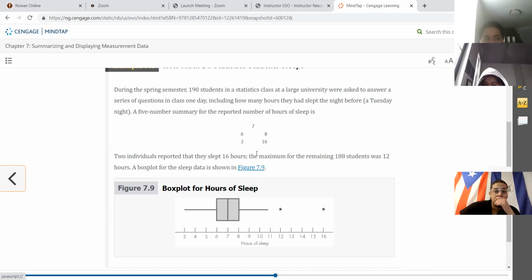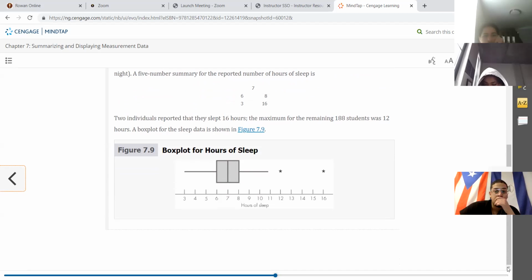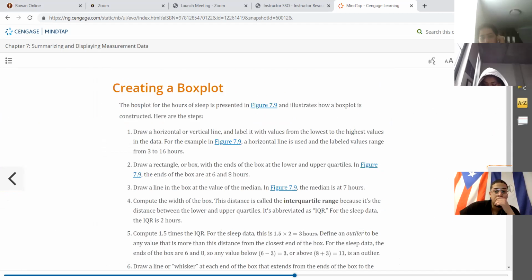So what you need to do is calculate the interquartile range. Again, that's Q3 minus Q1, upper quartile minus lower quartile. In this case, it's 8 minus 6, which is 2. All right. And let me see if they actually show it in the book. They should show it in the book. So let's just take a quick look. Yeah, here it is.